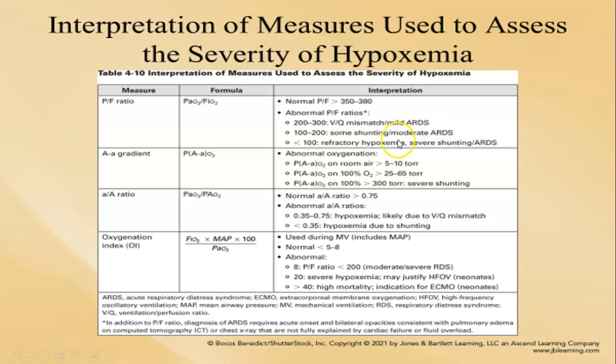Now we get up here and we've got shunting. So there you have a little differentiation between your VQ mismatch and shunting. At 100 to 200, some shunting, but don't get confused by that. It just means a more severe lung disease, so there's more problems with ventilation. And here we have a lot of problems with ventilation, and this is severe shunting, so a lot of blood is not getting oxygenated.